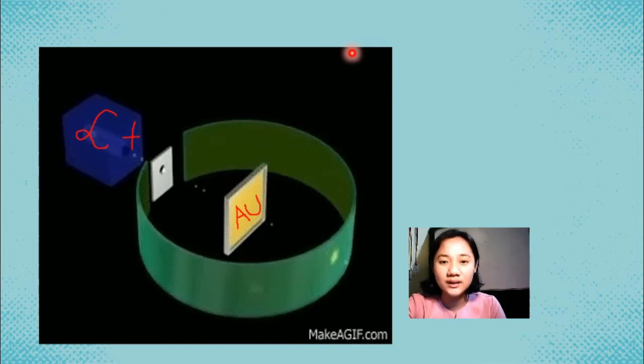Why was it striking? While most, or almost all, of the alpha particles passed through in a straight line in the gold foil, a few alpha particles were deflected more. There was what we call deflection.